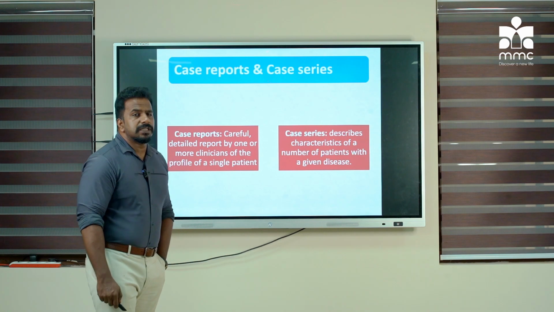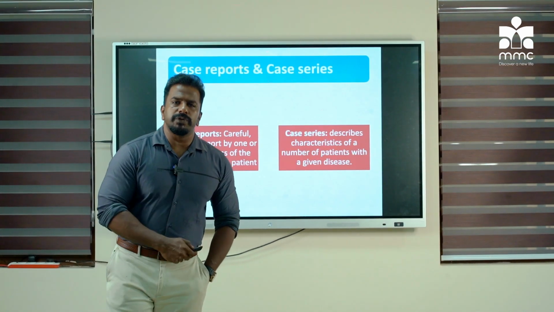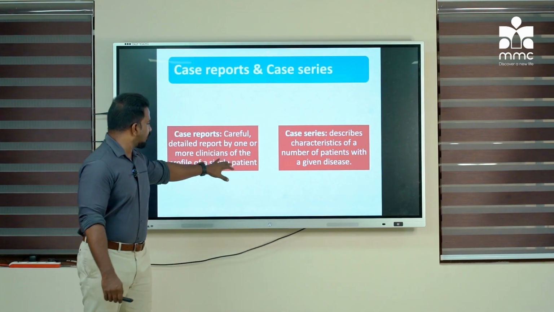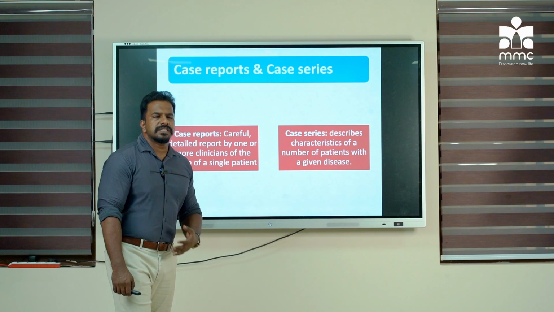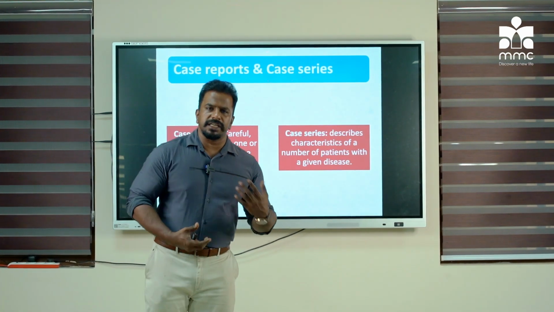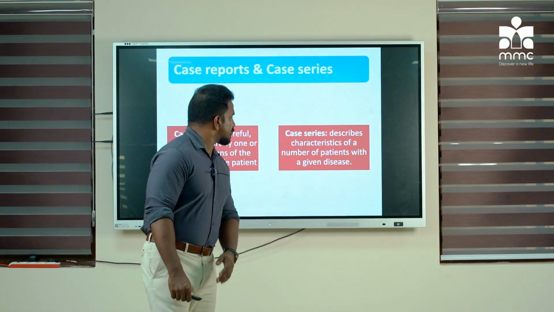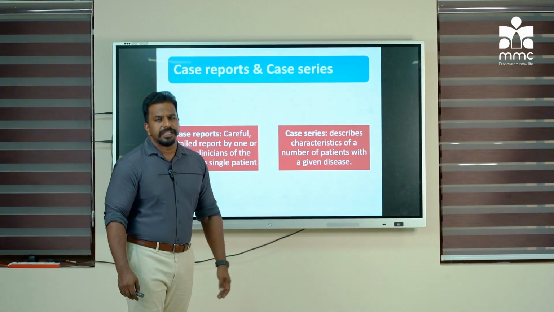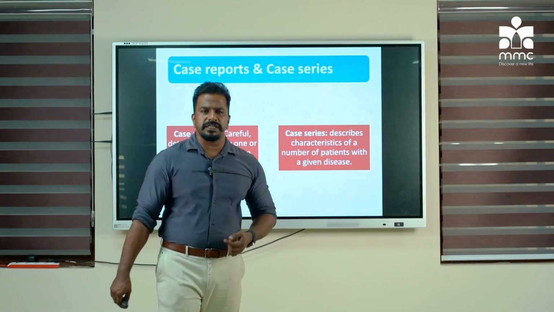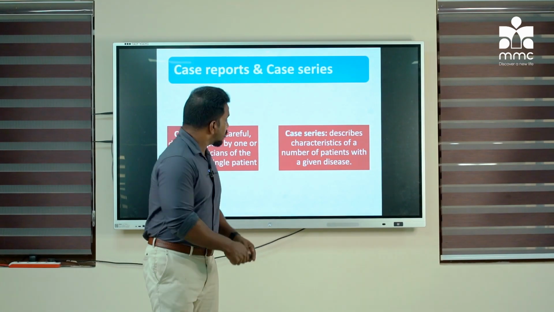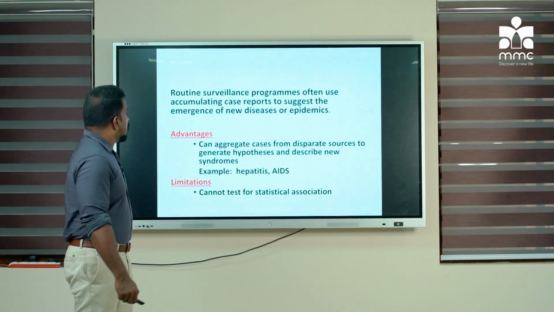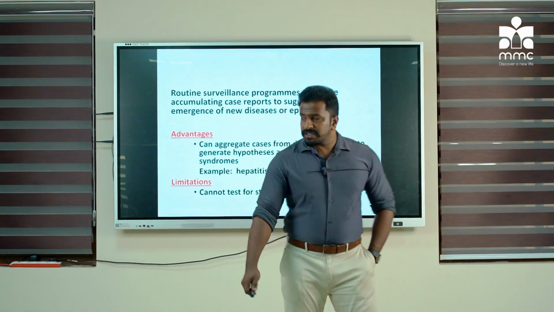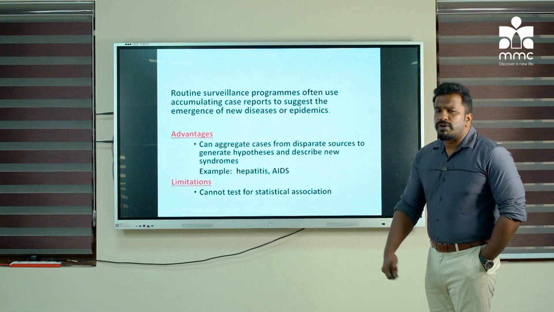So the two types are here. I have already mentioned case report and case series. Case reports are careful, detailed reports by one or more clinicians of the profile of a single patient. Just take the case of a single patient, like the students taking a case in the ward; all of that comes under case report. Case series describes characteristics of a number of patients with a given disease. We combine the case reports and write a report, and that comes under case series. Routine surveillance programs often use accumulating case reports to suggest the emergence of a new disease or epidemics.